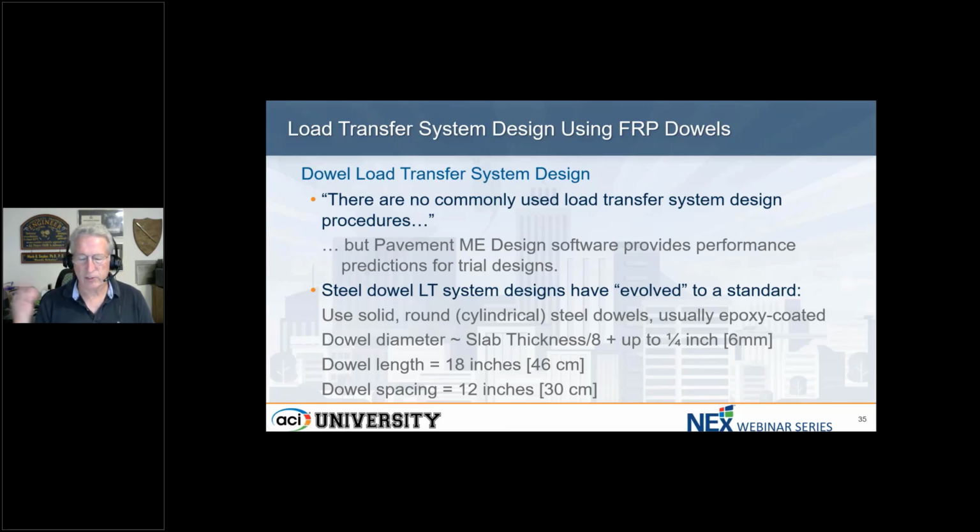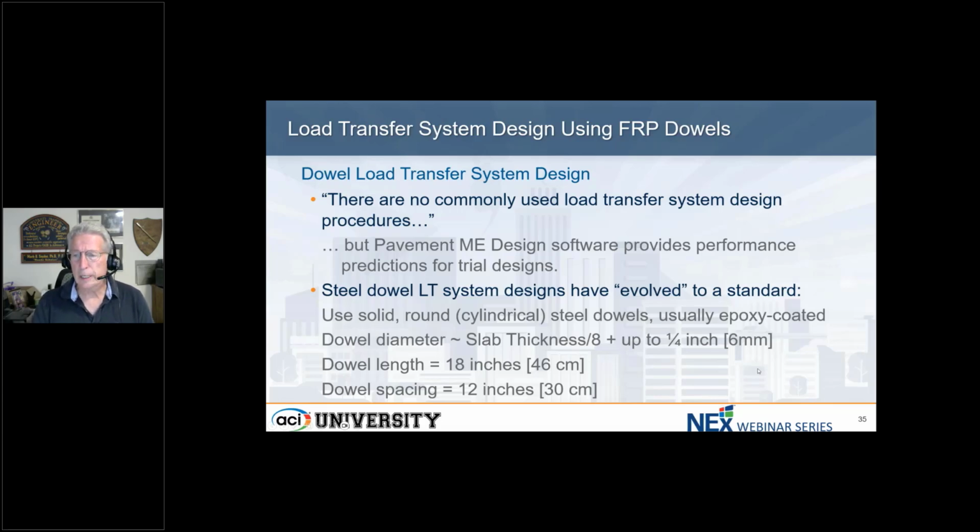So you got a 10-inch thick slab. It's going to be 10 divided by 8 is 1.25 inches. Most states are using 1.25 inches to 1.5 inches bars for a 10-inch slab. Dowel length has been standardized at 18 inches, other than the good folks in Minnesota that use 15, successfully, I might add. And the dowel spacing has been standardized at 12 inches. That's our steel load transfer system design.